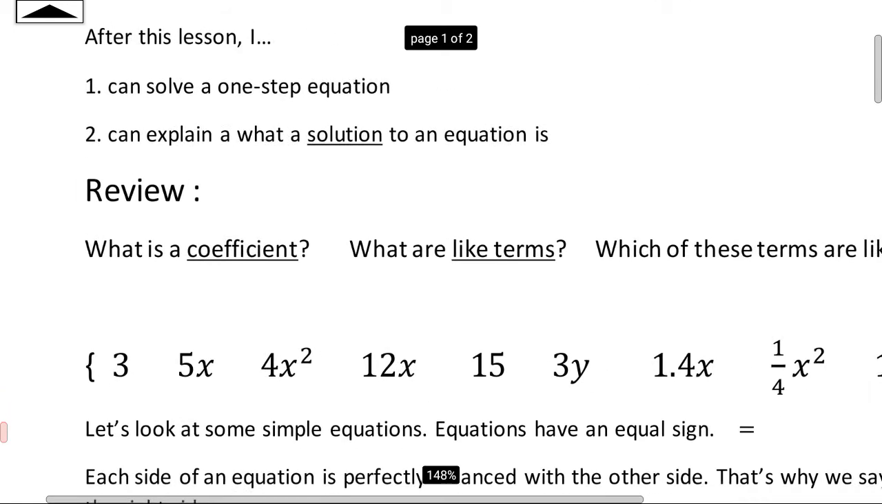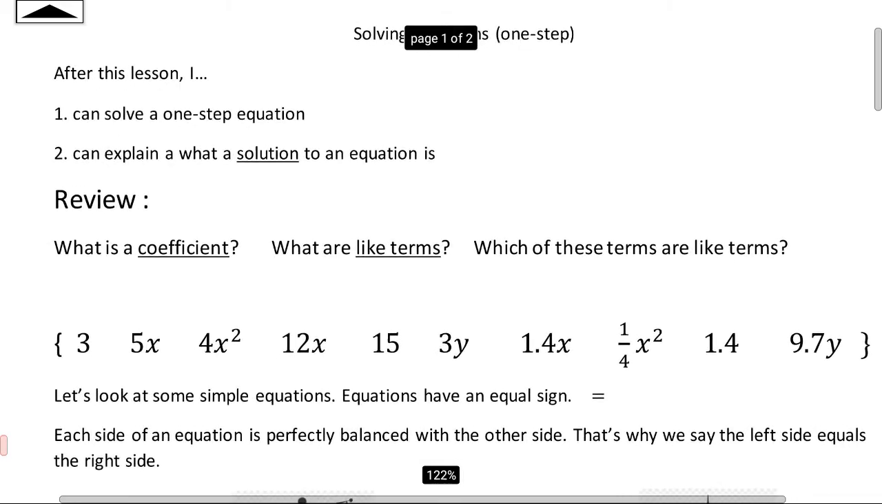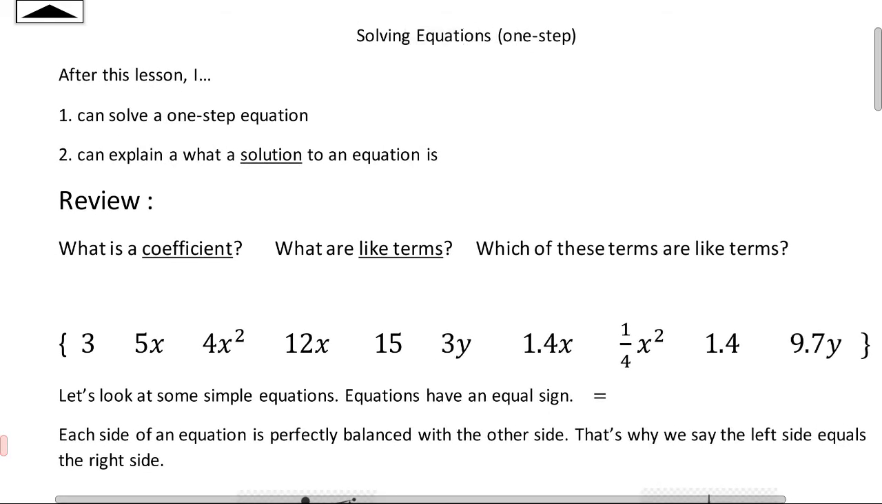But first, let's brush up on what we learned yesterday. As I go through these, you can pause the video and try to answer yourself. You can always test yourself. So what is a coefficient? Remember, a coefficient is a number that is in front of the variable.